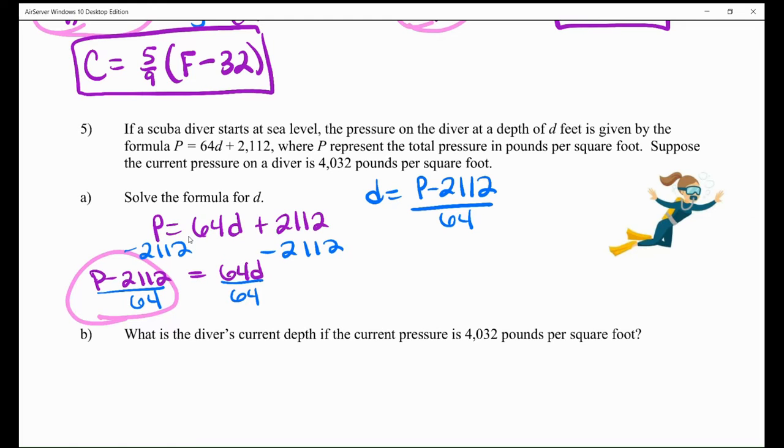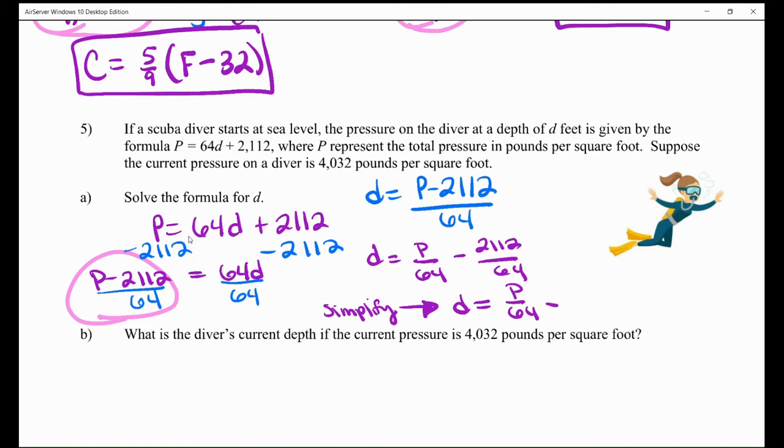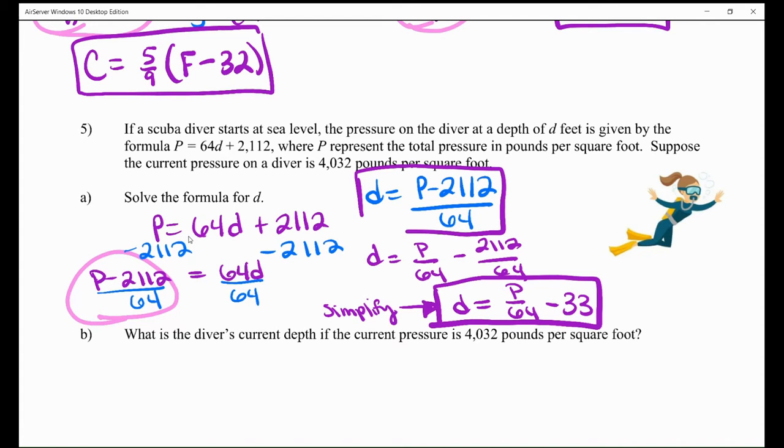We can simplify this and split it up into two terms. P divided by 64 minus 2,112 divided by 64. So when we simplify, we get D equals P over 64, and 2,112 divided by 64 is 33. So again, this version is a little more simplified, but this version in blue is also going to get the job done in terms of finding the depth of the scuba diver.